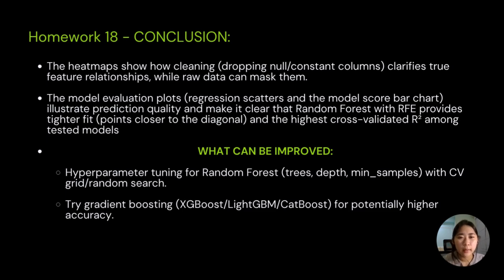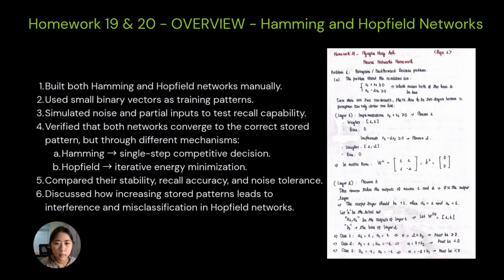And personally, I think that I could have done better with Homework 18 by tuning the hyperparameters for random forests, like tree depth or min samples, with GridSearchCV and random search. I would have also tried gradient boosting, implementing the XGBoost model for potentially higher accuracy, but I haven't really referred to any example yet, so I decided to go with what I'm familiar with.